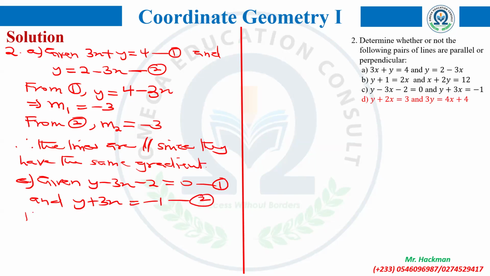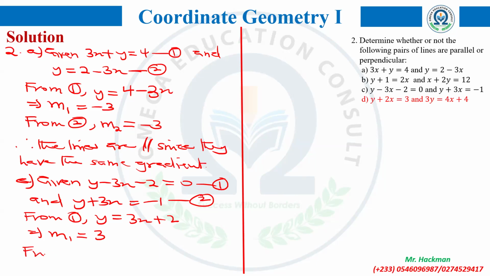Okay, so from 1, we need the gradient. So let's go and find the gradient of equation 1. From 1, we make y the subject. y will be equal to, move these 2 to the other side, so you get 3x plus 2. So this implies my m, if I compare mentally, m sub 1 will be equal to 3. All correct.